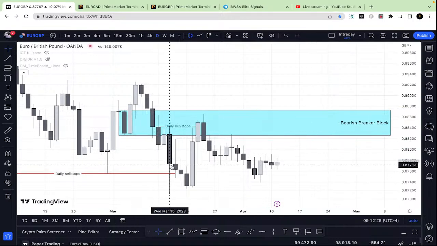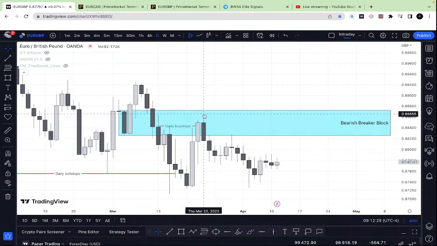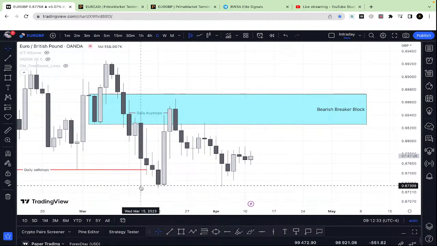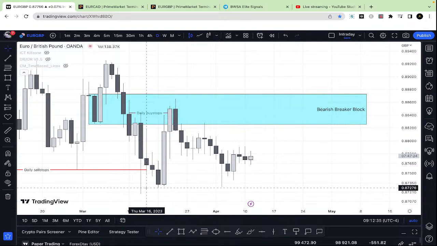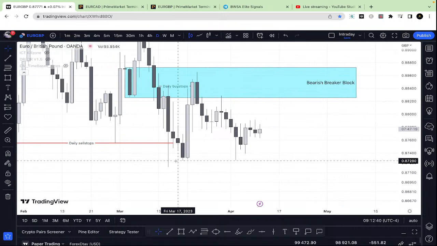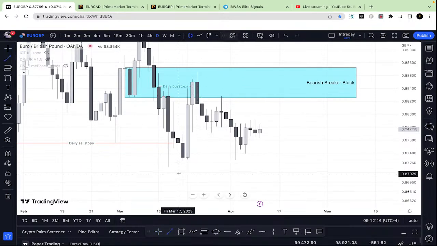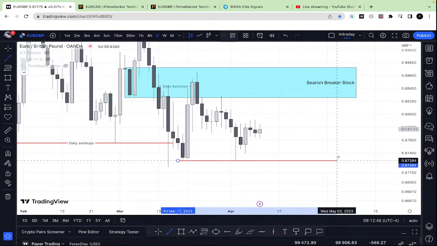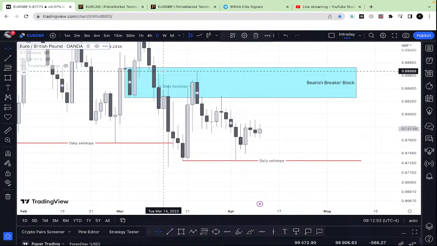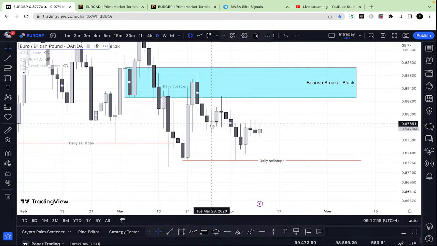And price continued to come down, and then we had a retracement back into premium territory, and now we are back on our way down, chasing the low at 087,276. So that being said, that's our target. That could be our swing target for our TP. Daily sell stops.